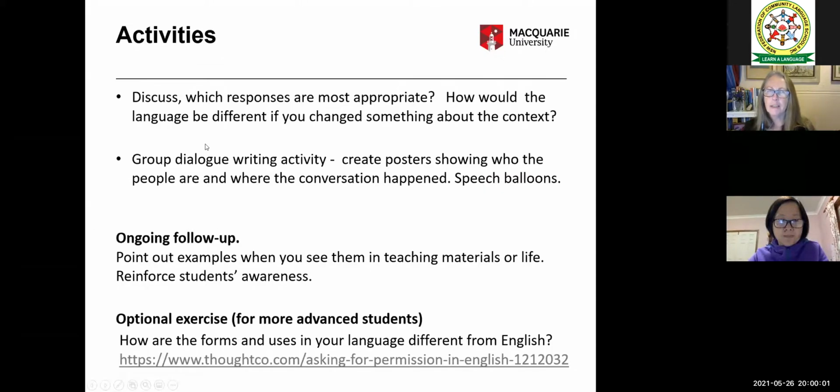After you presented it, then you need to reinforce it continually. So some ways of doing that are group dialogue writing, creating posters showing who the people are and where the conversation happened, maybe drawing speech balloons and things like that. Ongoing follow-up, you can point out examples when you see them in teaching materials or in life. So, if you've been talking about how to ask permission and somebody in class asks permission, then you draw the other student's attention to that.